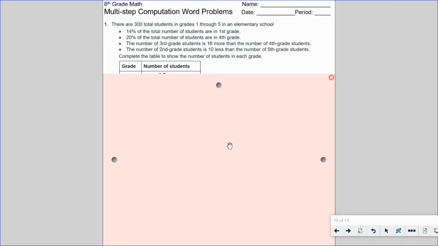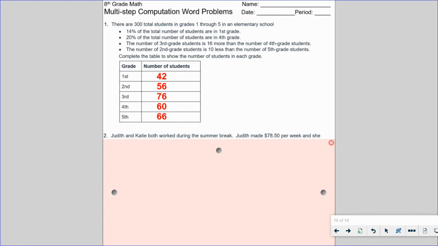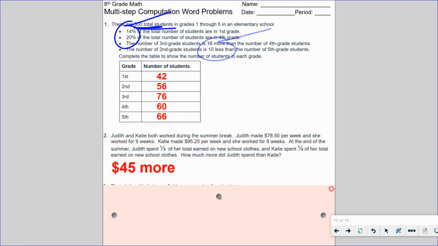All right, so the answer to number 1 is as follows: 42, 56, 76, 60, and 66. Yes, there are some curveballs thrown in. Different numbers, surely. A different total number of students, yes. But you should be able to look at similarities, differences in my problem. And meanwhile, number 2, $45 more.